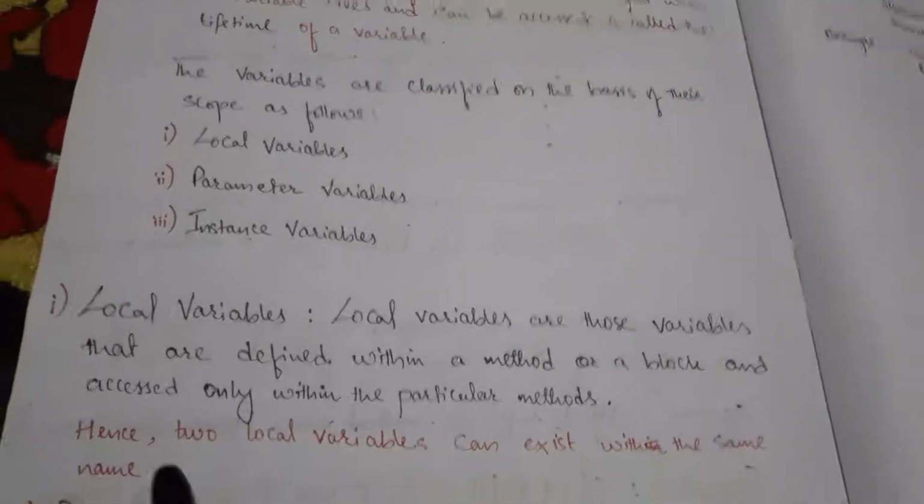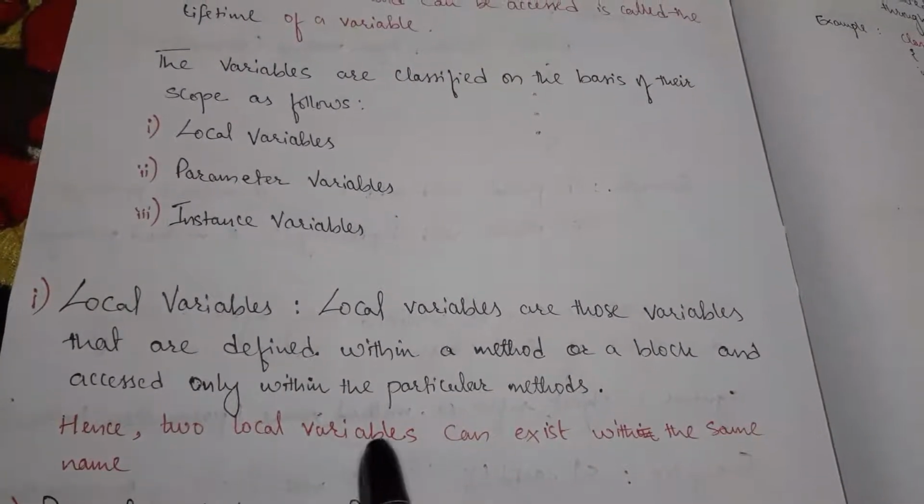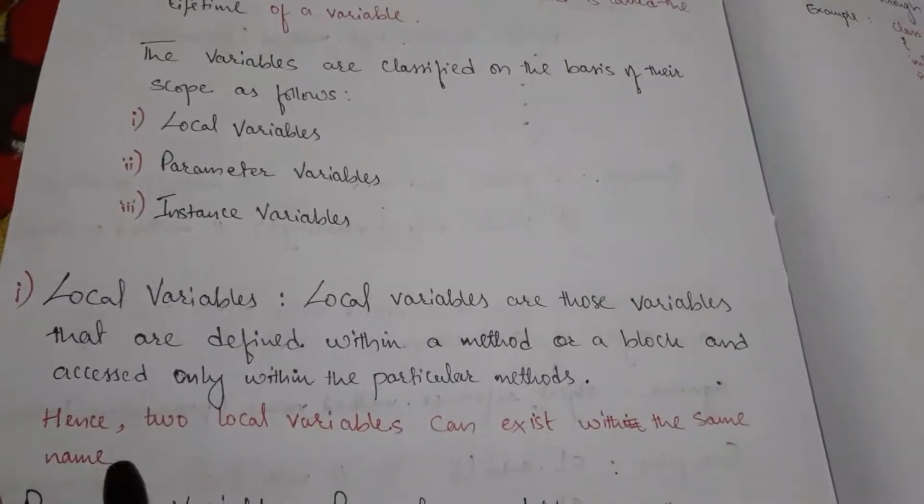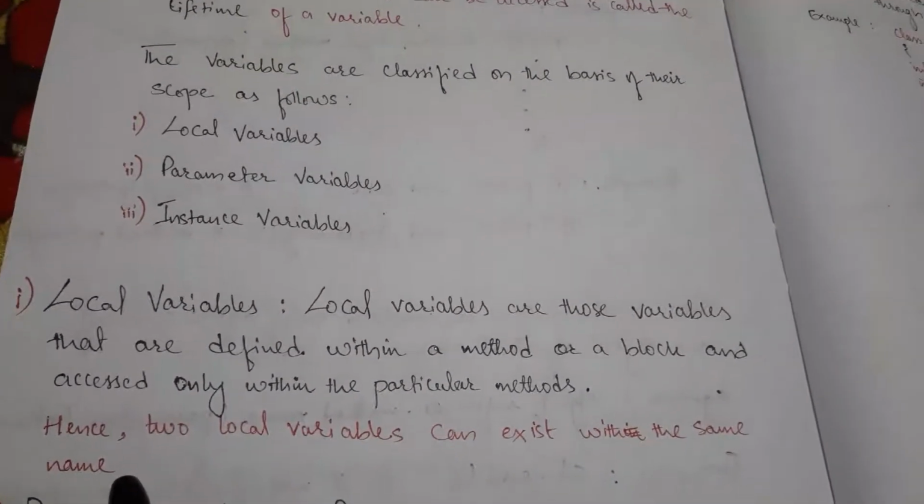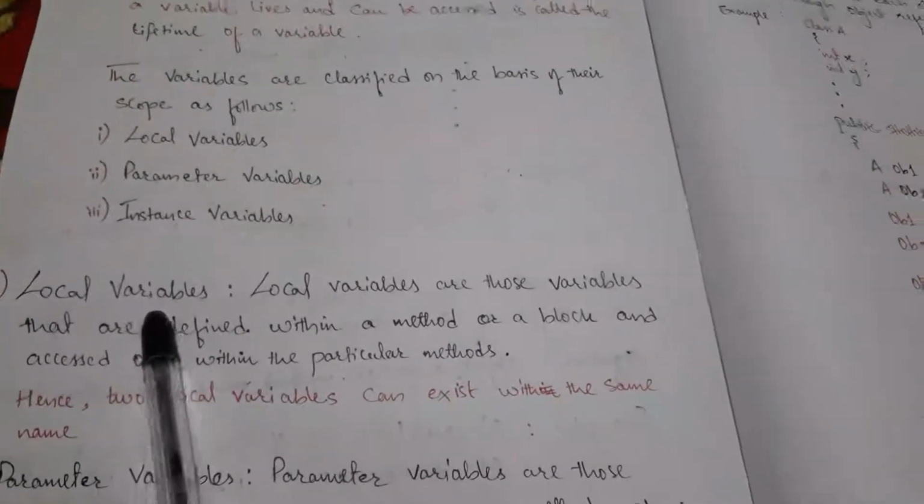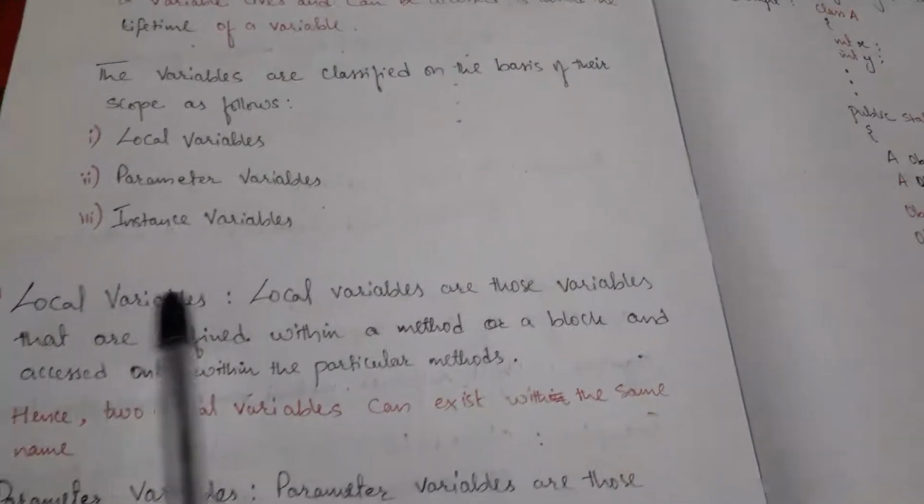Okay, now hence two local variables can exist with the same name. That means with the same name, two variables can exist there in the Java programming. Those kind of variables are called as local variables.